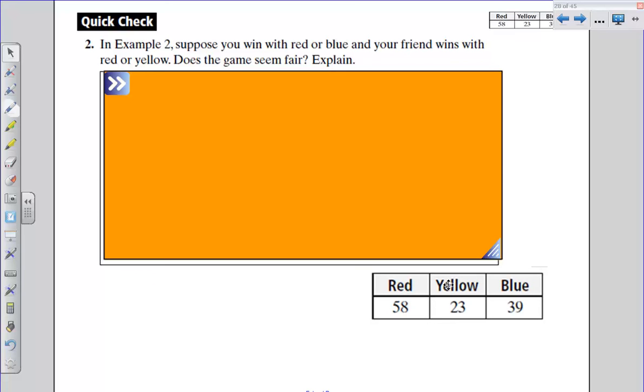Alright, so you're going to do an example problem here, and I think we're dealing with the same data. I'm spinning, here's my red, yellow, and blue spins. Suppose you win with red or blue, and my friend can win with red or yellow. I want to know, is that going to seem fair? So go ahead and hit pause and find that out real fast, and then I will be back to share my answer.